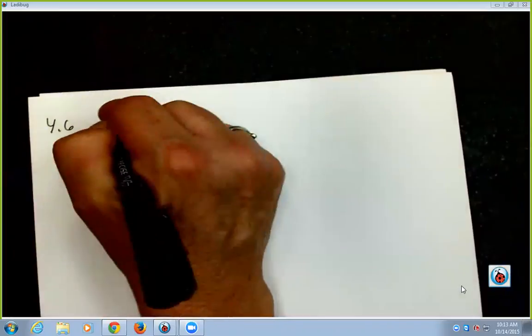Okay. Last section. So that means Monday is your test over Chapter 4. And so we're going to finish up the graphing stuff today with Chapter 4. And we have one section left, and that is 4.6. And 4.6 is graphing inequalities.